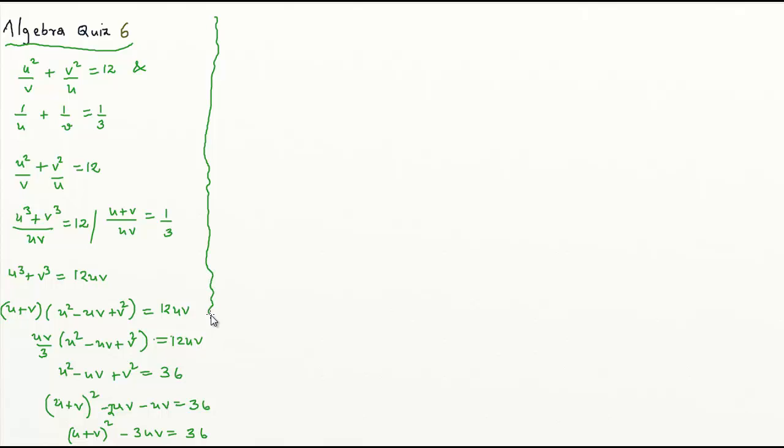So going to start off here. uv and u plus v are related by that equation there. So I can write uv as 3 times u plus v. So I get, on further simplification, u plus v whole square minus 3 times 3 times u plus v should be equal to 36. So I get an equation in terms of u plus v as a variable. So I get this one, u plus v whole square minus 9 times u plus v minus 36 is equal to 0.